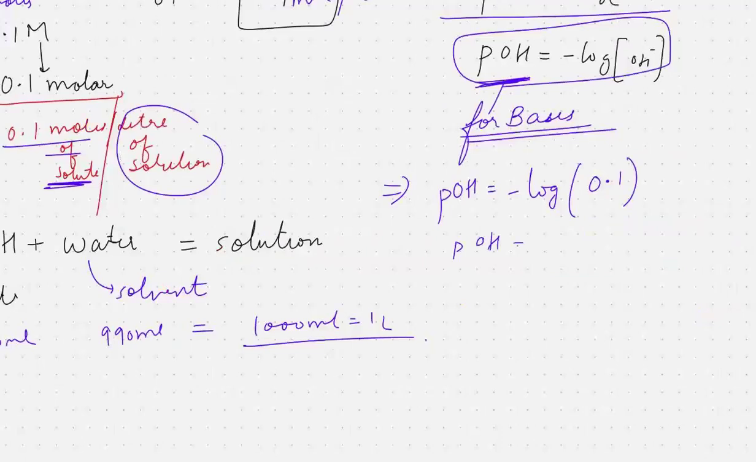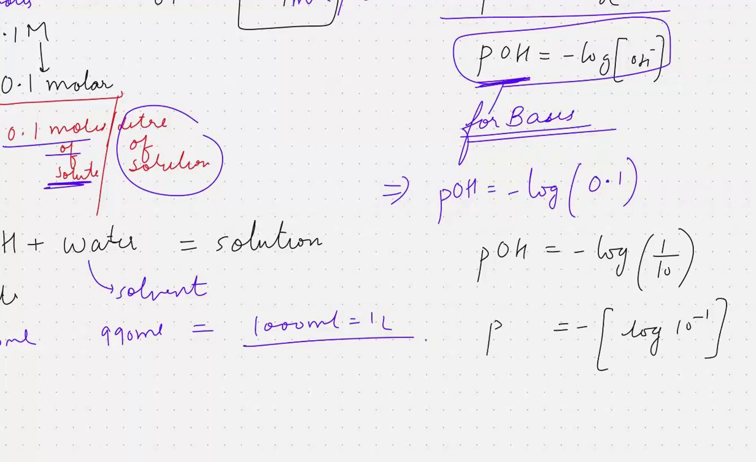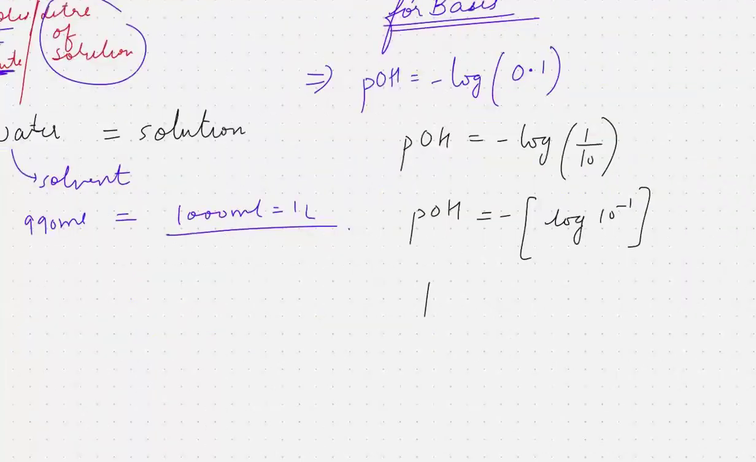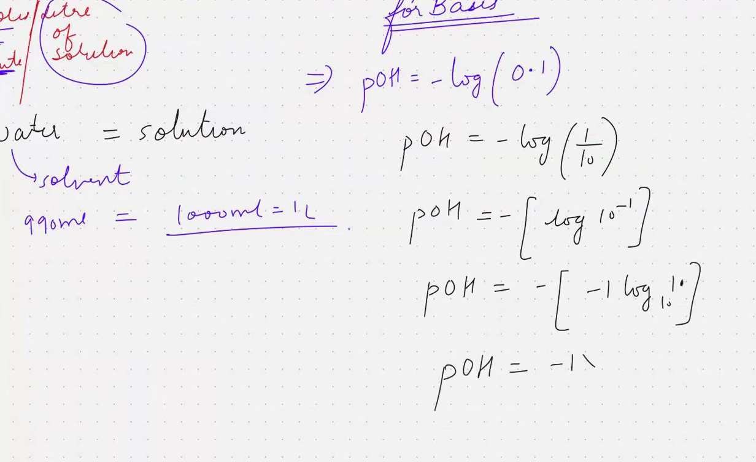So pOH here becomes minus log of 1 over 10, which is basically minus log of 10 raised to the power minus 1. So what do you think pOH here is going to be? The minus is outside, it becomes minus 1 times log 10 to the base 10. Are you understanding? Yeah. And this becomes plus 1. So this is going to be my pOH.